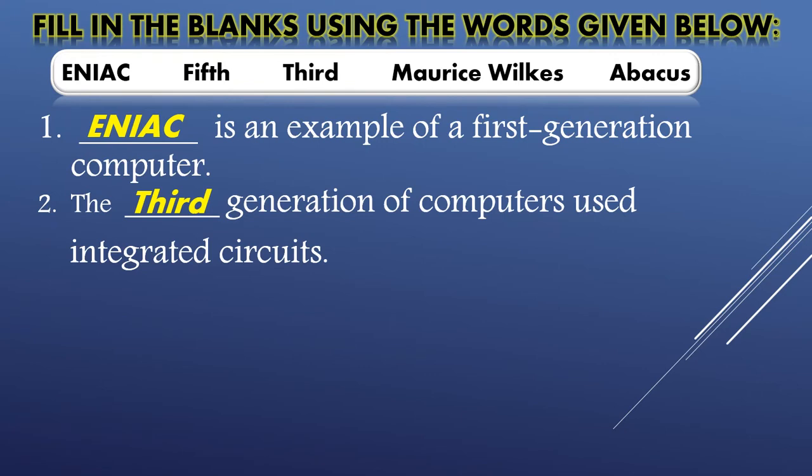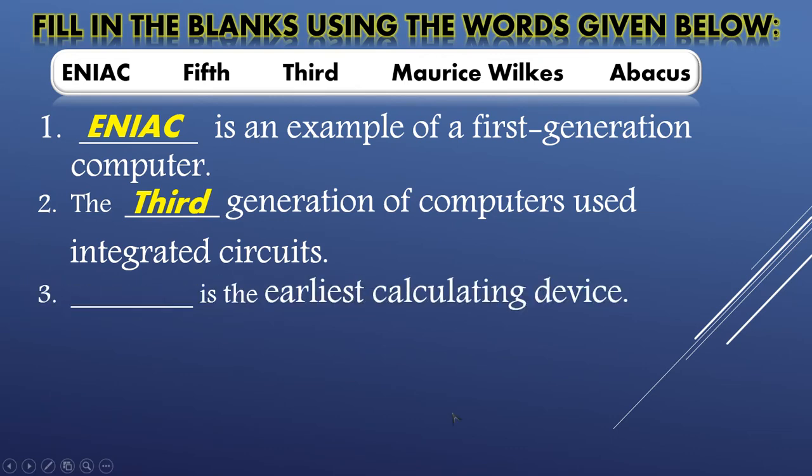Yes, you know that the first generation used vacuum tubes. In the second generation, transistors were used, and in the third generation, the integrated circuit. Now we come to: dash is the earliest calculating device. Yes, abacus, 3000 years ago. Abacus was most probably made by the Chinese, and this abacus is a calculating device. So you know the earliest calculating device is abacus.